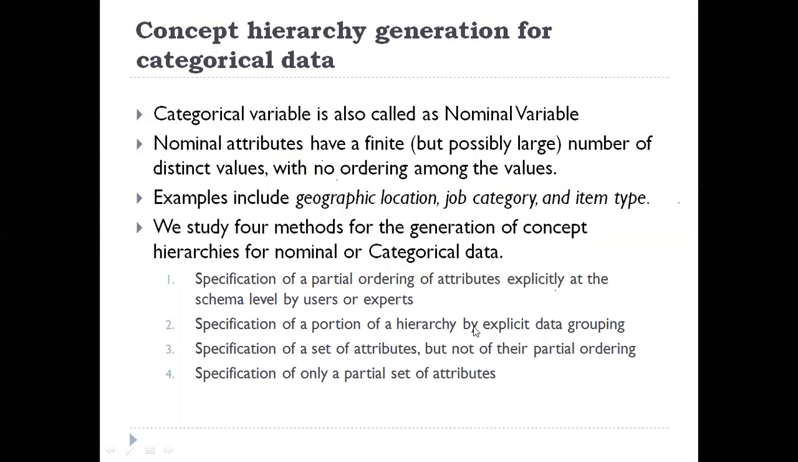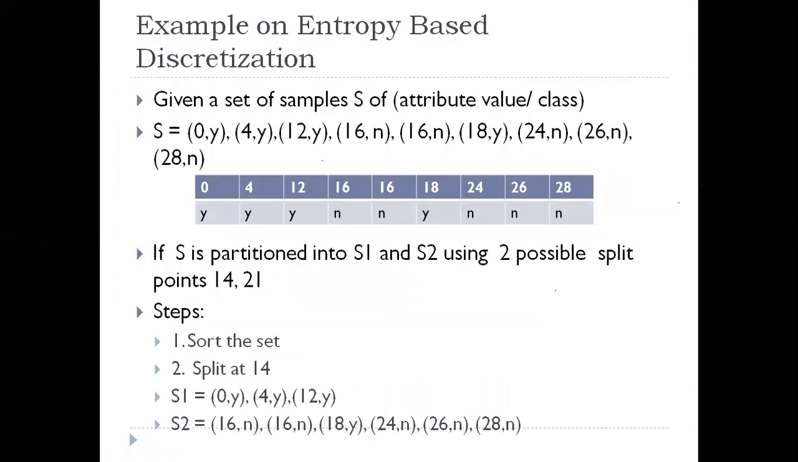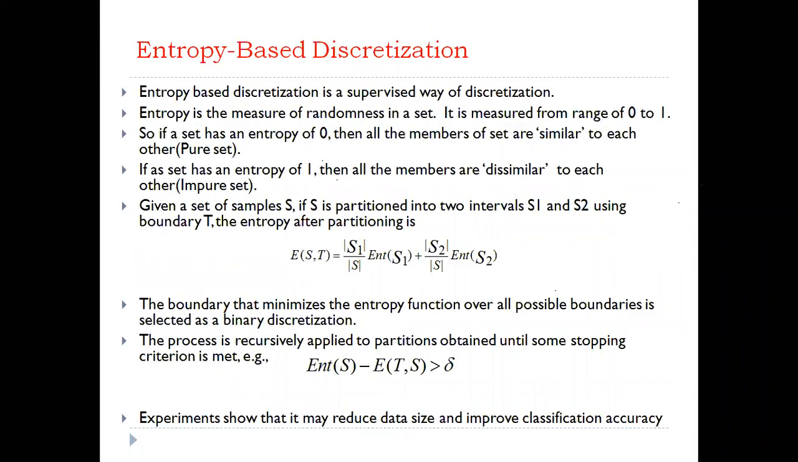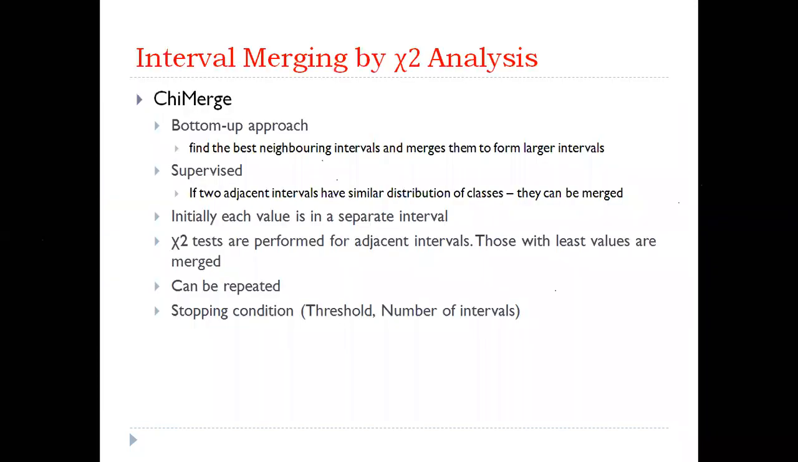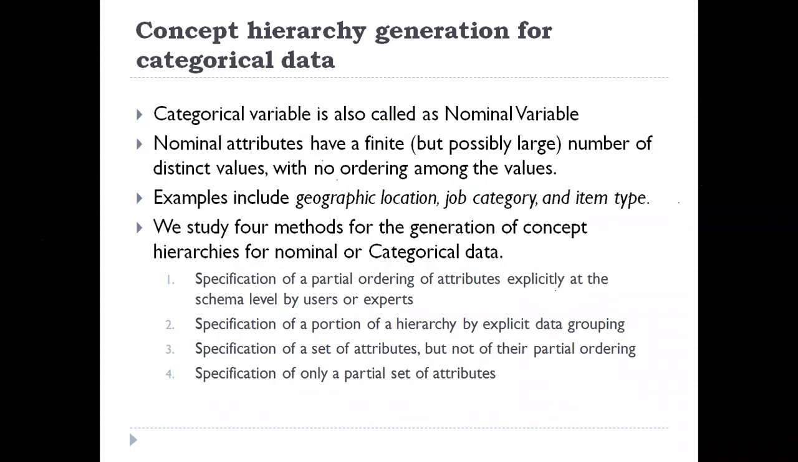I'm just trying to check the time, girls, because this is ending abruptly. So I'll go back and review what we have done today. We have done only a small aspect, but I think it is good enough. We talked about entropy-based discretization and worked out a simple example. I hope you have followed this part. Then the chi-merge, using chi-square analysis to merge the intervals, and then the segmentation by natural partitioning.